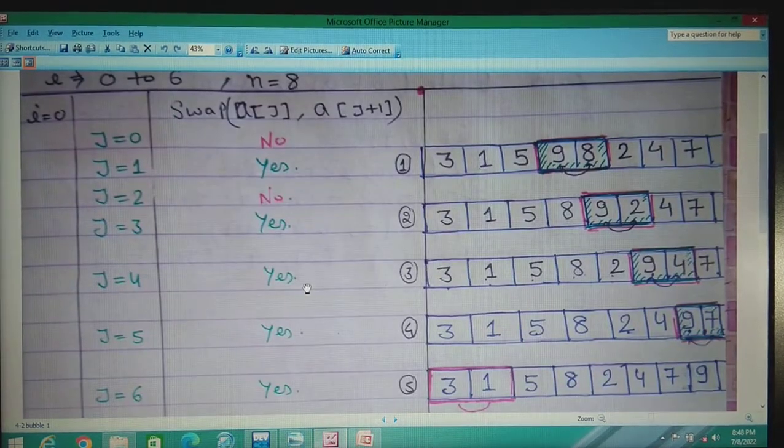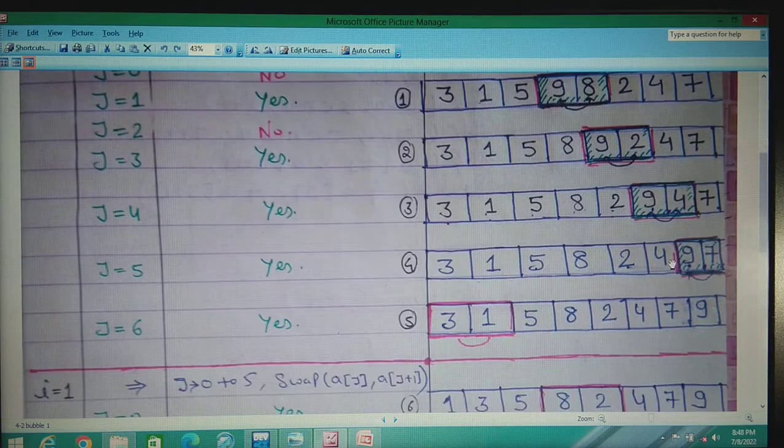Very, very simple. Similarly for j equal to 4, is 9 greater than 4? Yes, then you will swap, and 4 will come here, 9 there. Again for j equal to 6. Similarly, all the elements it will check one by one, and at last it will swap and the biggest element is placed at the last. I think you understand.